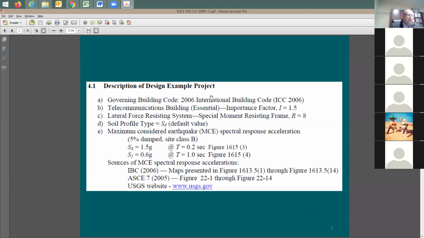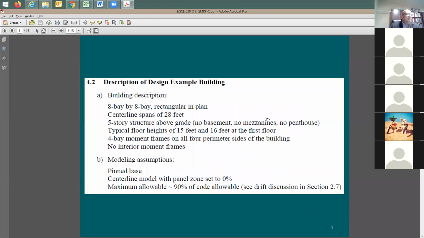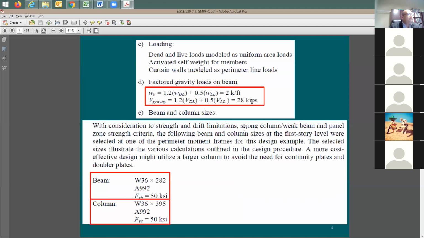So based on the given code, you have this importance factor. Let's say for us it's going to be I equal to 1.0. We don't really care about the details of this, and SS and S1 and this kind of thing. What we care about is the sizing forces that you're going to assign to your moment frame. You also have the building description: 8 bay by 8 bay, center to center span. You have lots of information about the building itself, which I don't really care about for now.